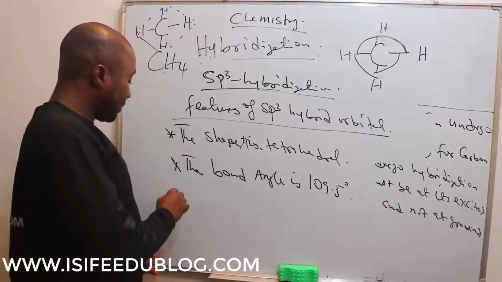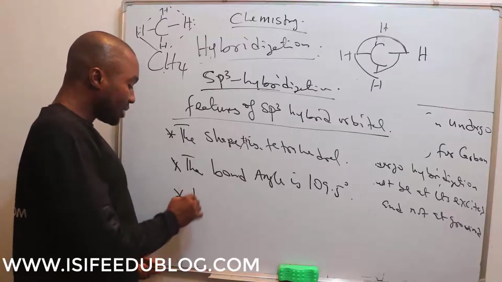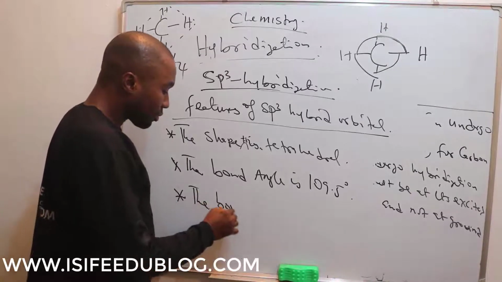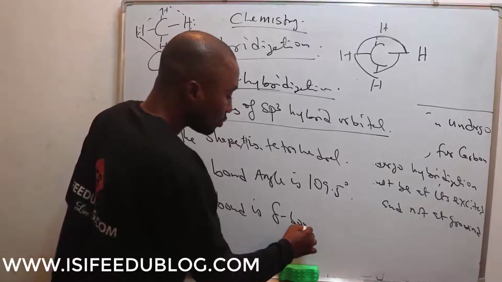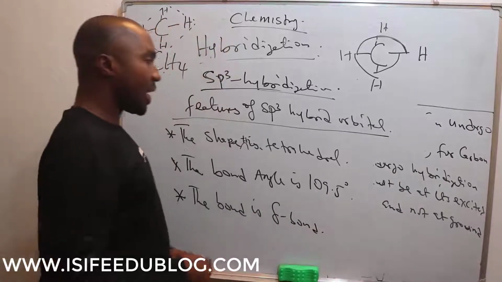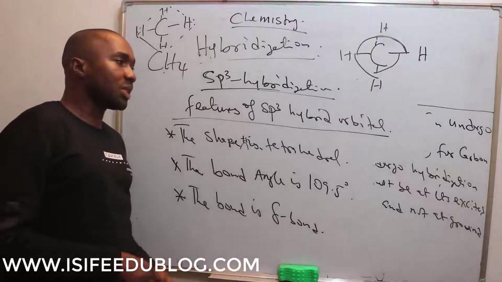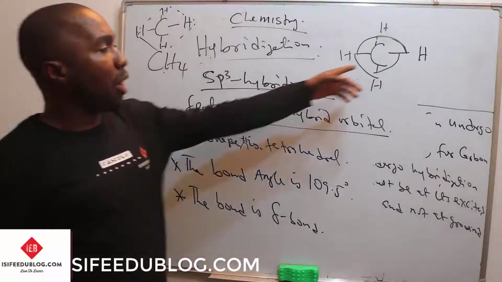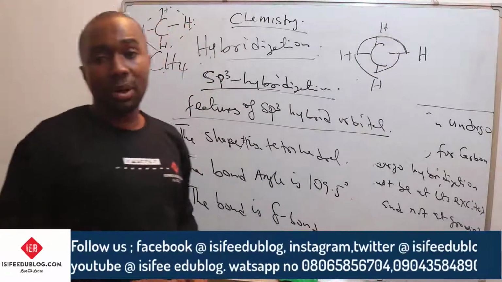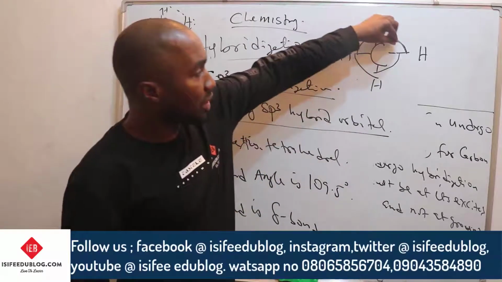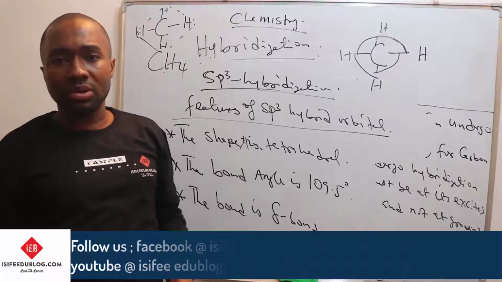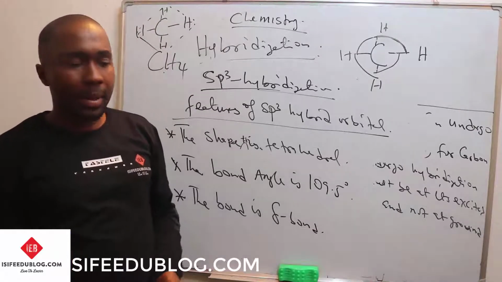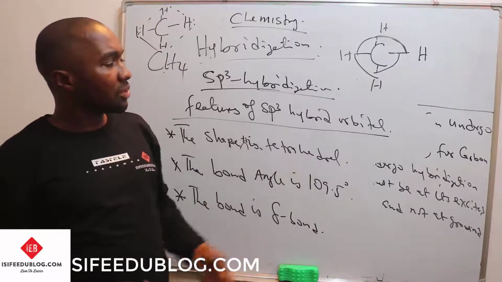So number 3 is that the bond is a sigma bond. When we see SP3 hybridization or SP3 hybrid orbital, the name of the bond is a sigma bond. Like in this methane, all these bonds are sigma bonds. And sigma bonds are very strong bonds. You don't easily break them. Because of that, this does not react.